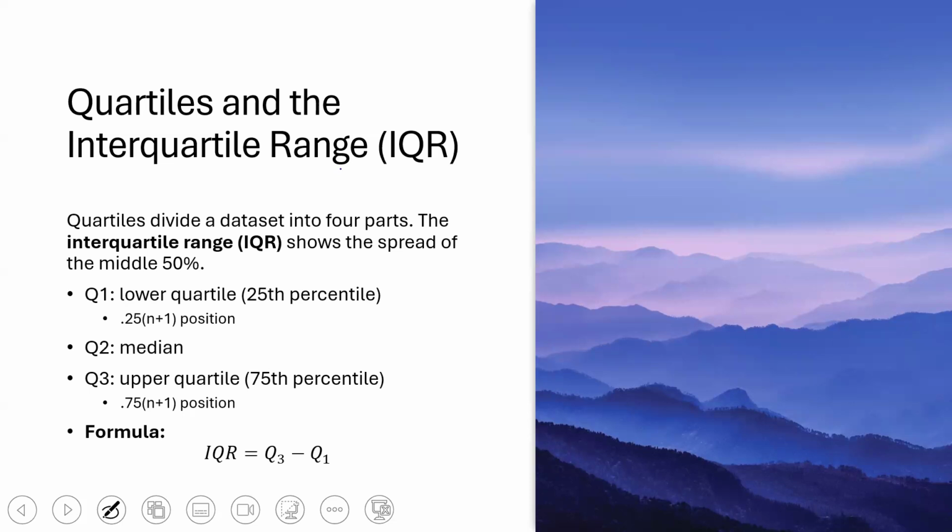Now, to find Q1, it is located in the 0.25 times n plus 1 position, where n is our number of data points. Q3 is at 0.75 times n plus 1 position. If 0.25 times n plus 1 or 0.75 times n plus 1 doesn't end up being an integer value, then we're going to use interpolation to find the value in between.